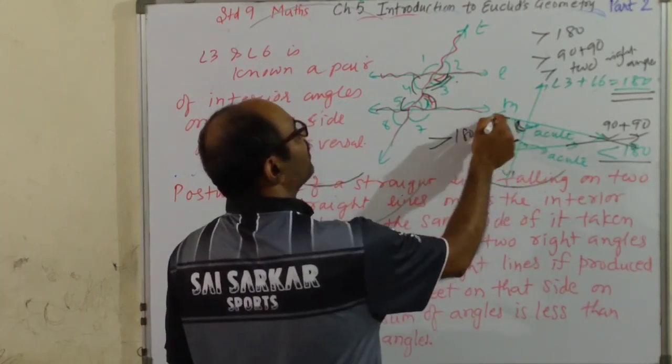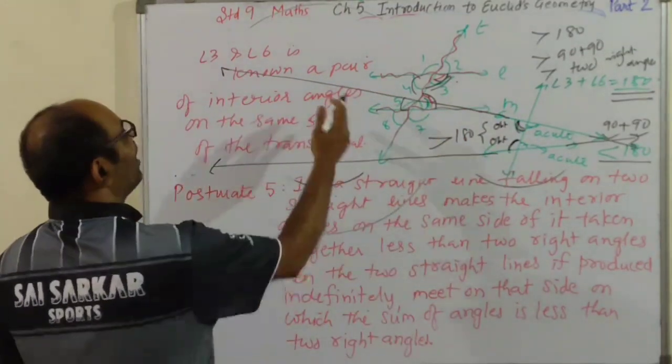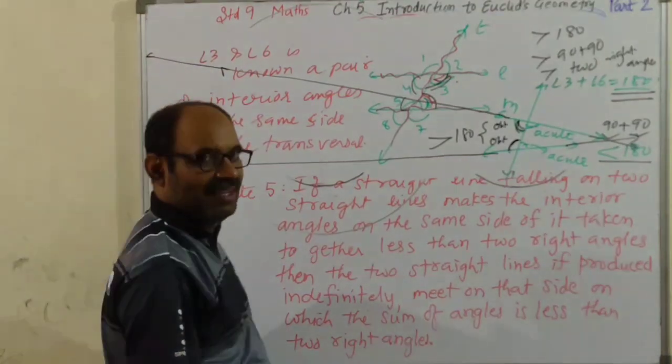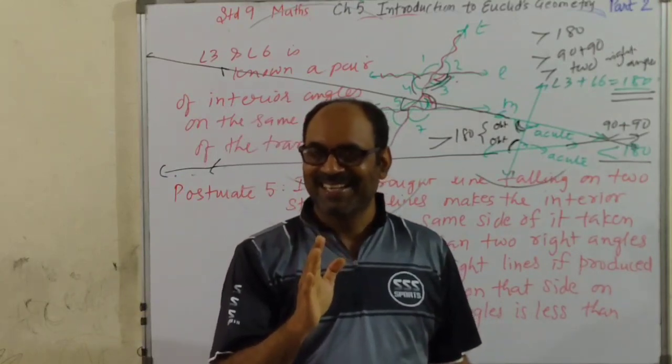Look, extend it. You can produce it endlessly, so they will never meet each other. It will go further, but they will never meet each other. Can you see? Once again, it is difficult to understand.